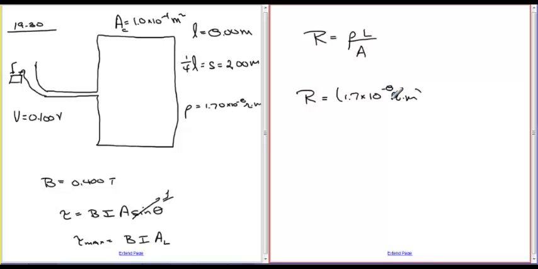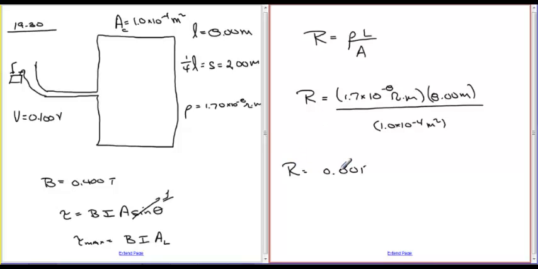So there's our resistivity, our length, our cross-sectional area, and so the resistance of the wire is 1.7 times 10 to the minus 8 times 8 divided by 1.0 e to the minus 4. So it's pretty low resistance. That's why the voltage was low.